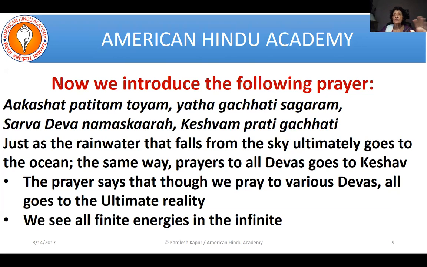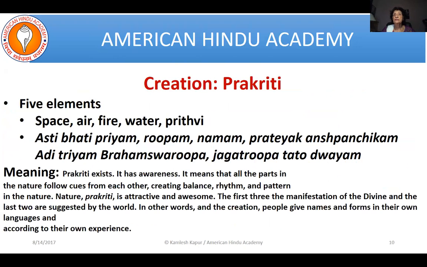In the course itself, I have given some slides which reveal the artistic imagination, how they have shown the relation between devas and the infinite, how all the finite energies converge and emerge into the infinite. Those pictures are in the book as well. Then you teach about Prakriti, that it exists and it has a rhythm, a pattern. It's like dancing.